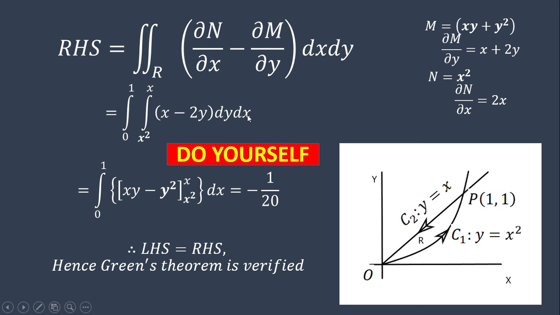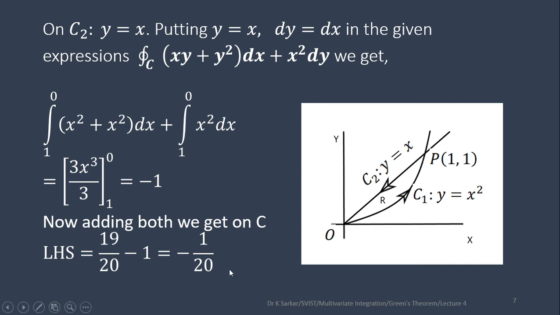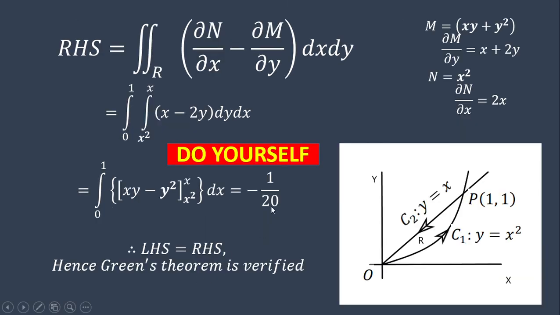The limits for x, look here, start from 0 and end at 1. So 0 to 1. Now you can solve this double integral by yourself and you get minus 1 by 20. Therefore you see the left hand side, look here, is minus 1 by 20, which equals the right hand side. Hence Green's theorem is verified.